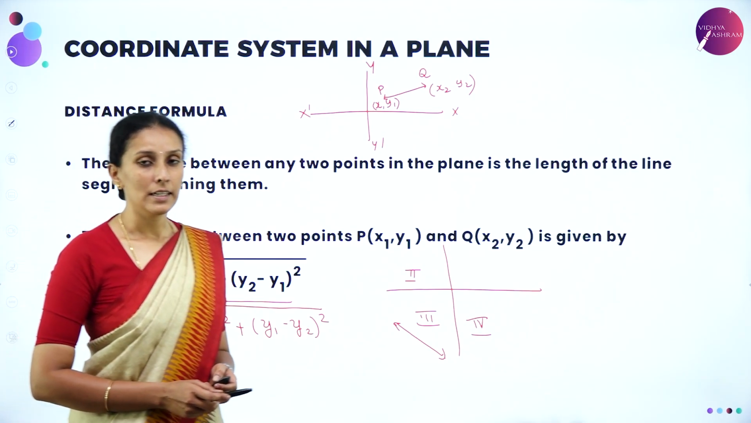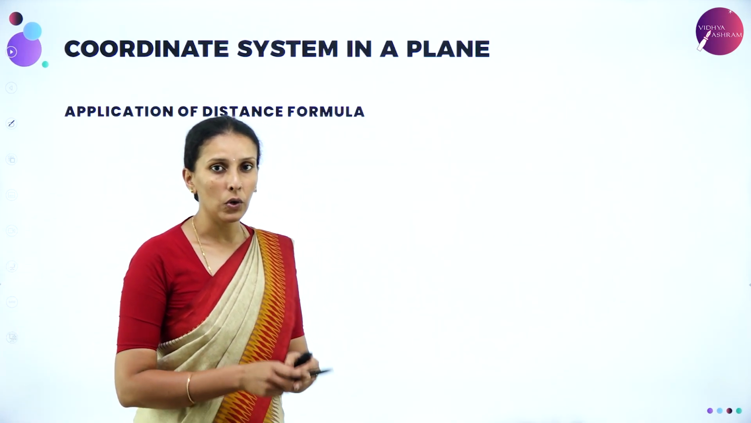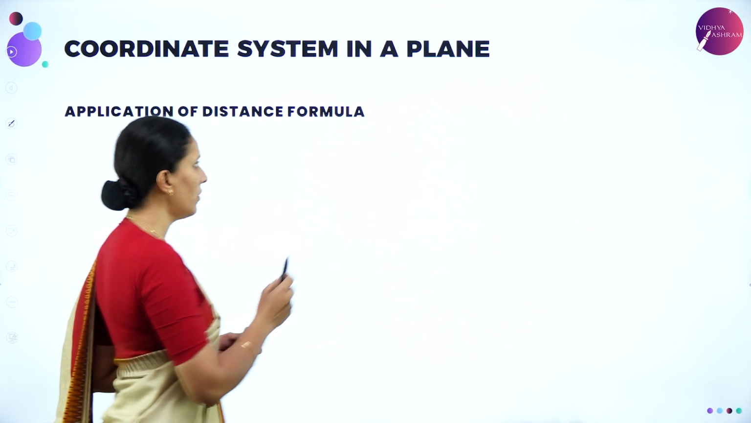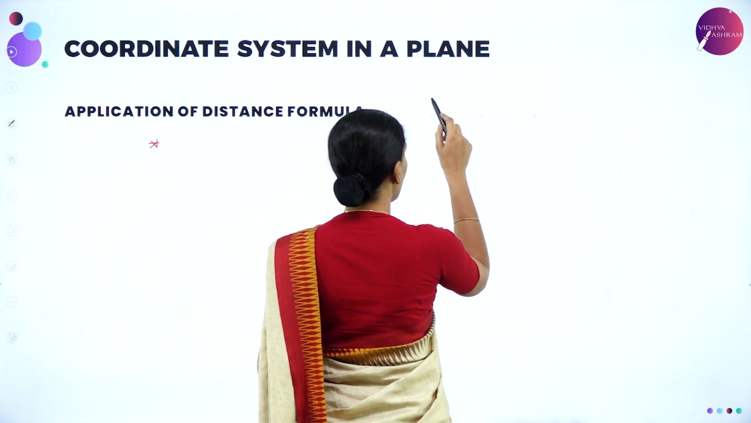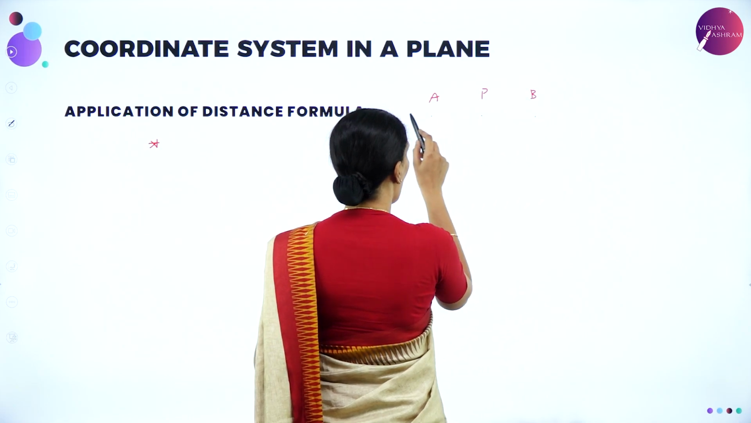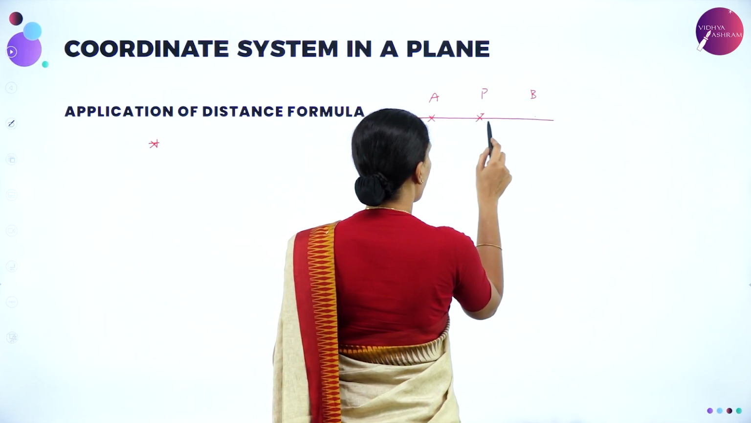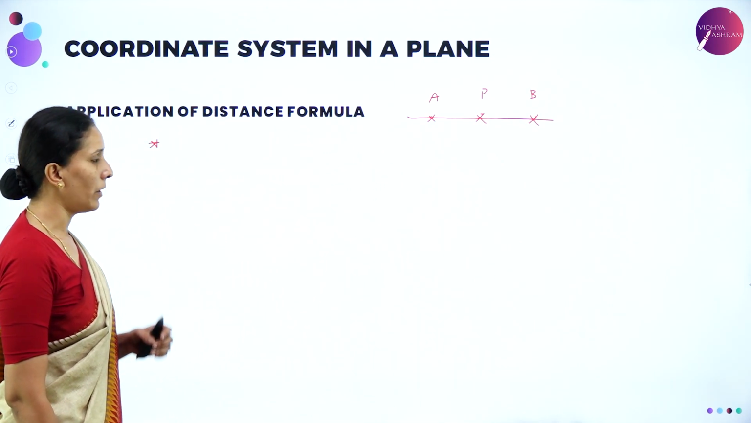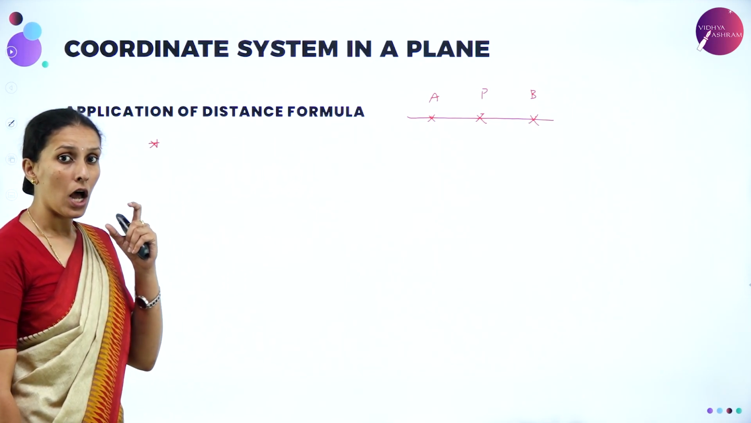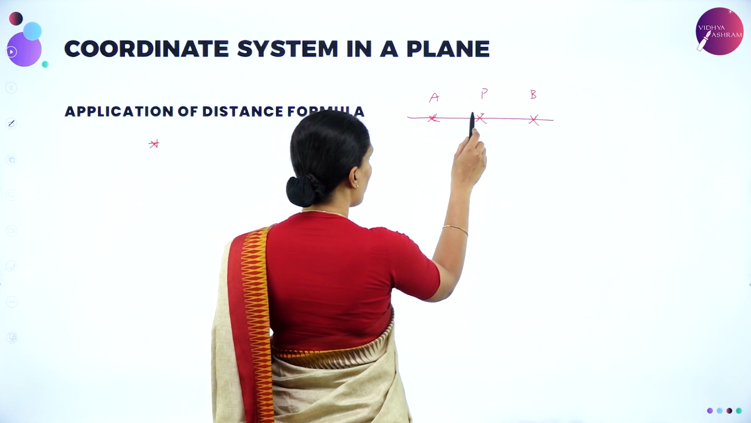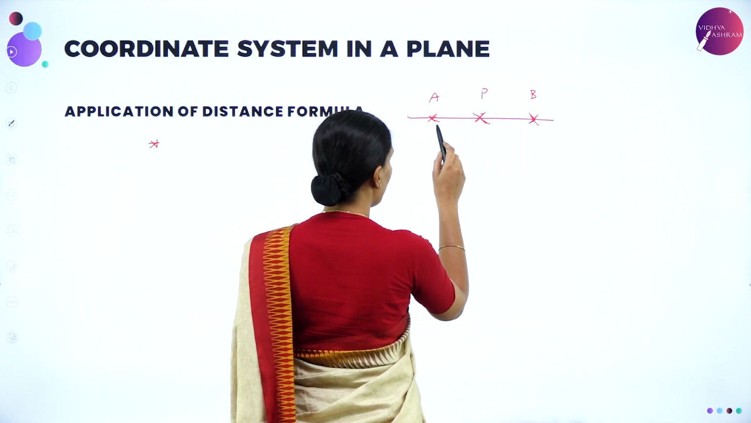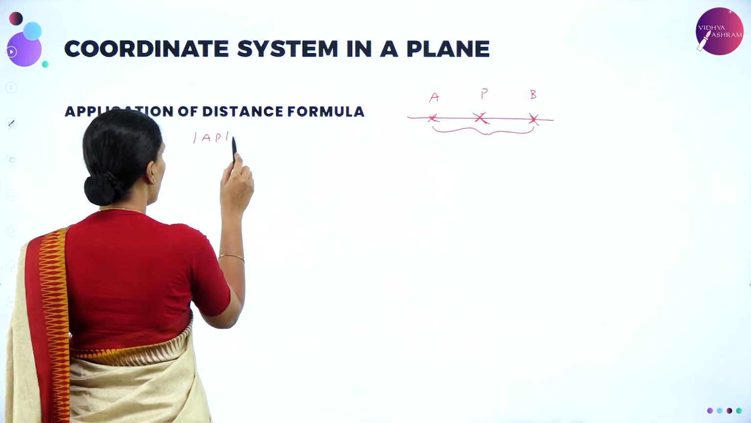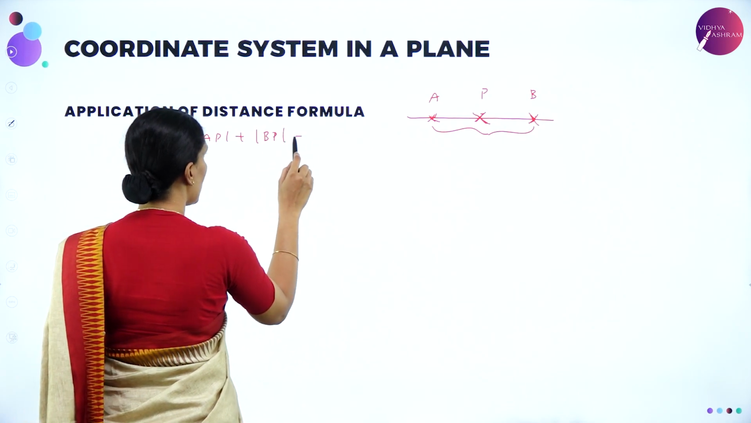Now, learning this distance formula helps us to conclude many things. The first point is, whenever 3 points are collinear, for instance, let me consider points A, P, B are collinear. What do you mean by collinear? All are lying in the same straight line. Whenever points are lying in the same straight line, using the distance formula, we can conclude these 3 points are collinear. How? You can clearly see the distance of AP plus the distance of PB is equal to the distance of AB. So AP plus BP is equal to AB here.